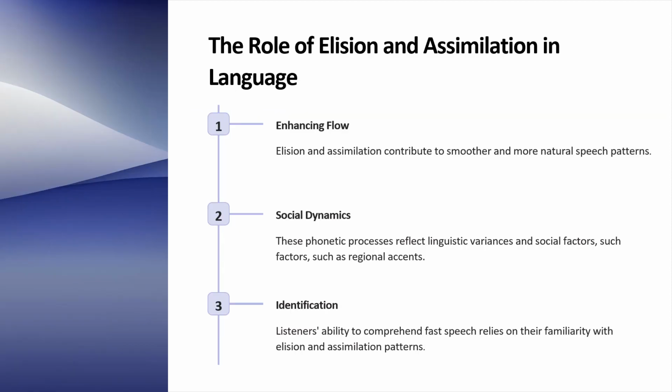So now let's move to the role of elision and assimilation in language. Why are people using elision and assimilation in language situations? It enhances the flow of language, especially in the case of natural speakers, the natives. What is happening is that elision and assimilation make their language more fluent. And social dynamics: these phonetic processes reflect the linguistic variances and social factors such as regional accents.